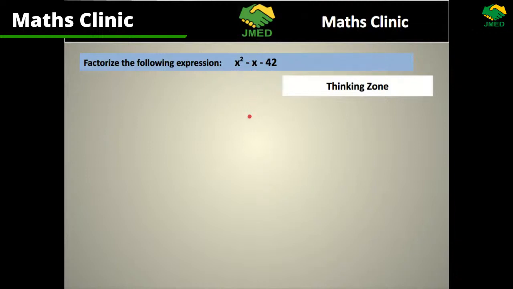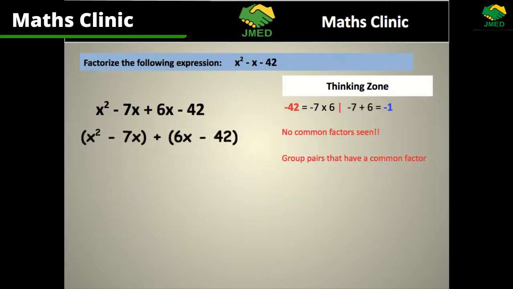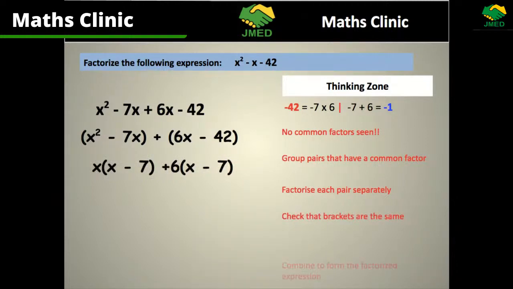So the two numbers, as I said, you can pause the video, give yourself some chance to think about this. And if you do, you'll find these numbers by finding pairs that multiply to give you 42. In this case, it's going to be -7 times 6. And if you add -7 plus 6, you'll get -1. So we have found the pair that works. Once we split, the process is fairly straightforward: grouping the common ones, factorizing them separately, checking that the brackets are the exact same, and then combining to form the factorized expression.